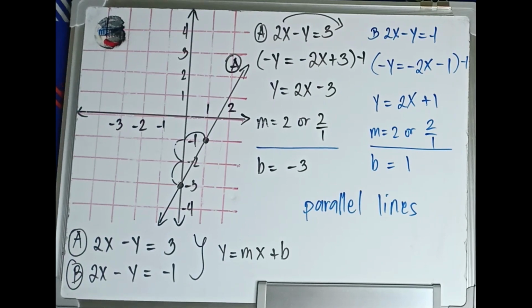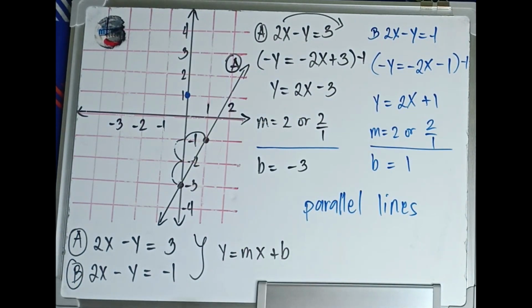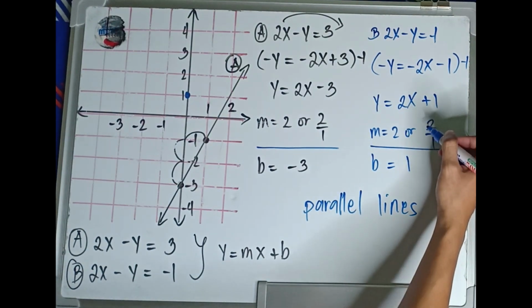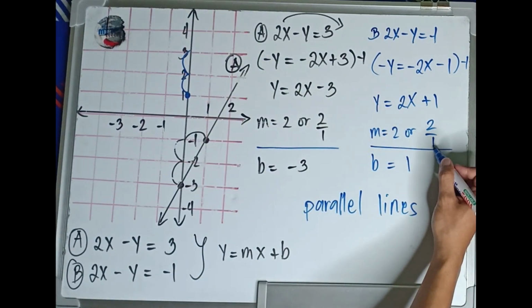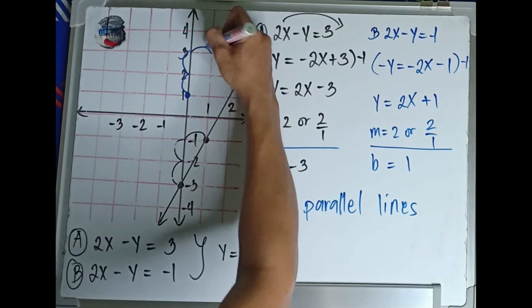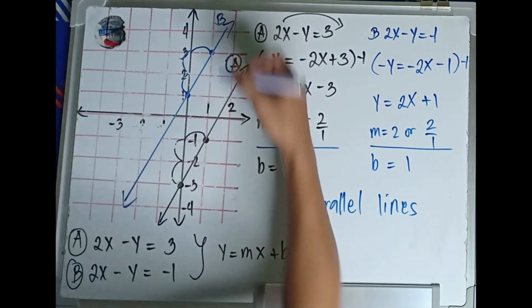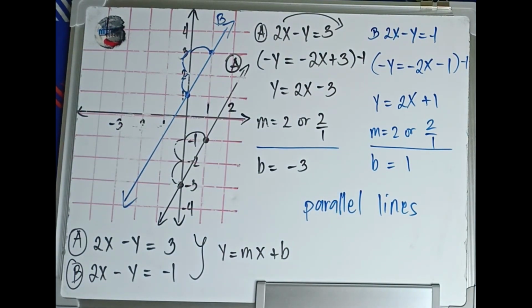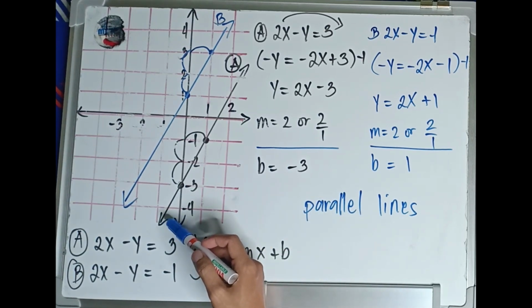Now, let us graph equation B. So for its y-intercept, that is positive 1. And then its slope is 2 over 1. So we have to move twice upward, 1, 2. And then the run will be 1, so we have to move to the right once. And then let us connect the 2 points. This will be the graph of equation B. When we say parallel lines, even if we extend the graph, they will not intersect.